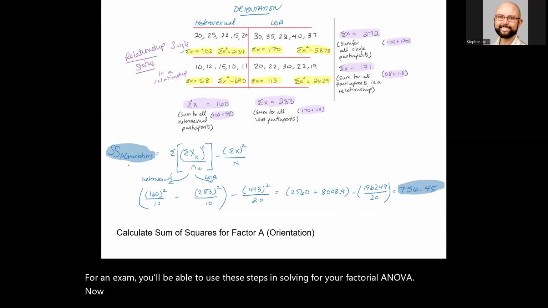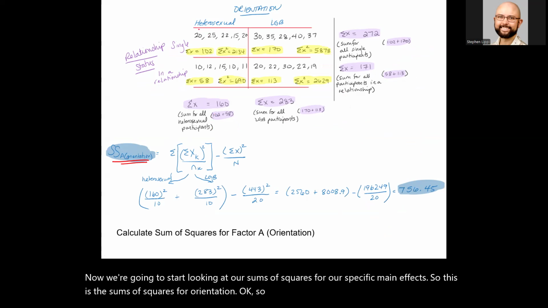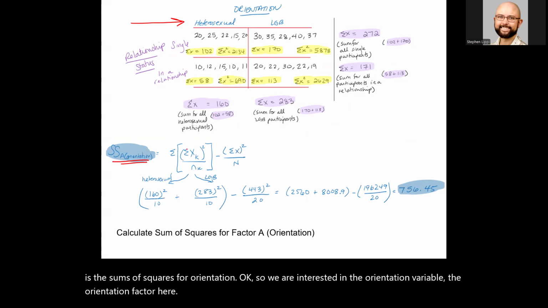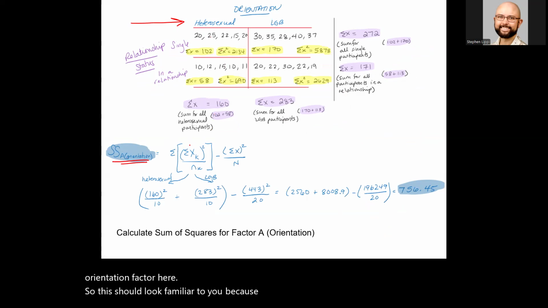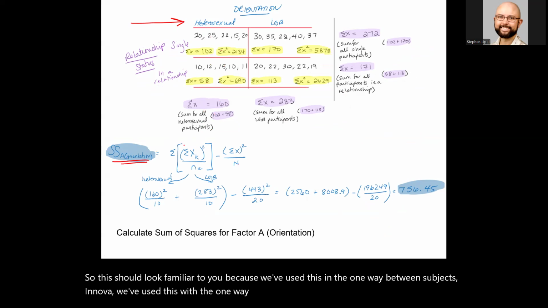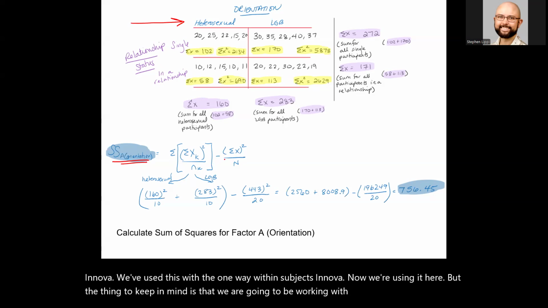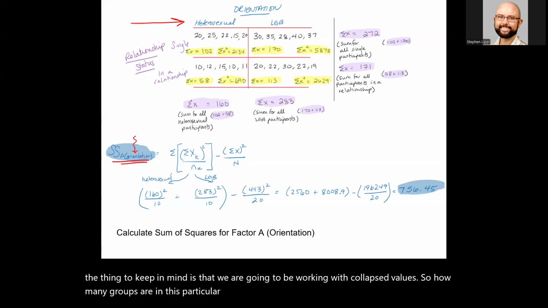Now we're going to start looking at our sums of squares for our specific main effects. So this is the sums of squares for orientation, okay? So we are interested in the orientation variable, the orientation factor here. So this should look familiar to you because we've used this in the one-way between subjects ANOVA. We've used this with the one-way within subjects ANOVA. Now we're using it here. But the thing to keep in mind is that we are going to be working with collapsed values. So how many groups are in this particular factor, orientation? How many levels? There are two, right?